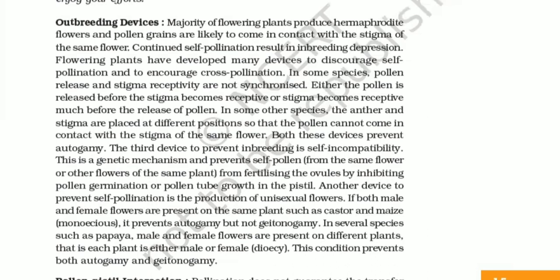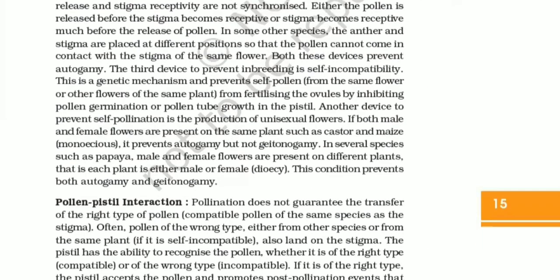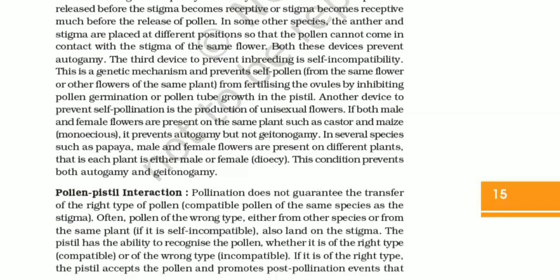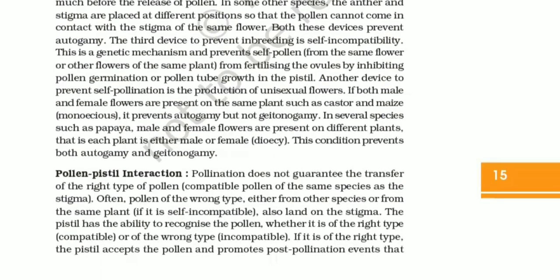Another device to prevent self-pollination is the production of unisexual flowers. If both male and female flowers are present on the same plant, such as castor and maize, that is monoecious, it prevents autogamy but not geitonogamy. In several species, such as papaya, male and female flowers are present in different plants, that is, each plant is either male or female, that is dioecious. This condition prevents both autogamy and geitonogamy.